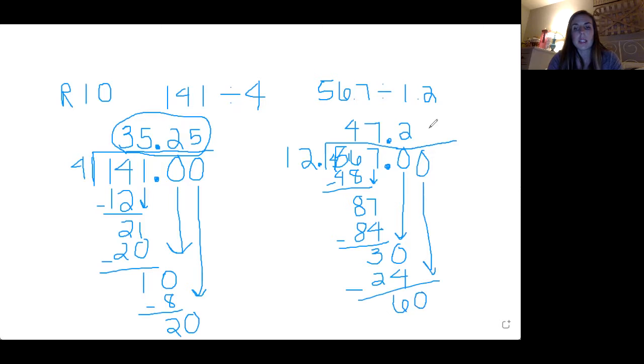12 into 60 goes 5 times. And luckily, 12 times 5 is 60. Now we have a remainder of 0. So our answer is 47.25. Okay, I hope that made sense.